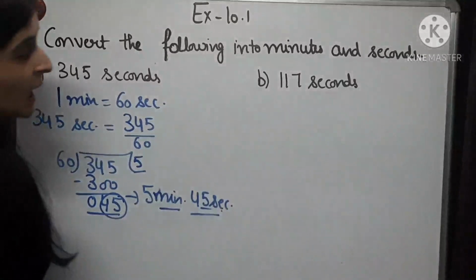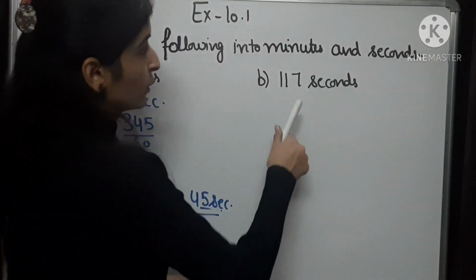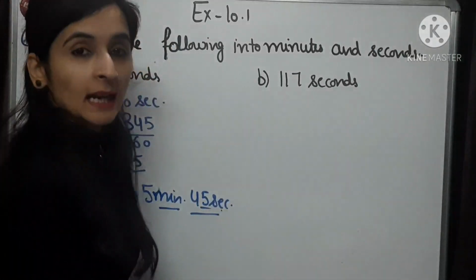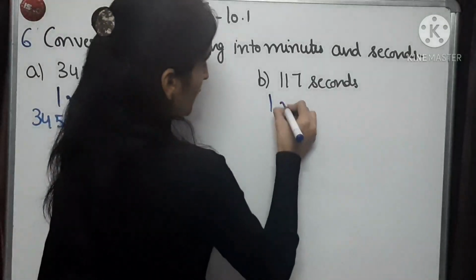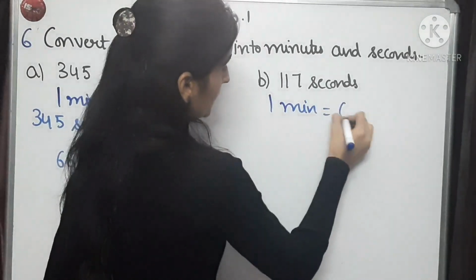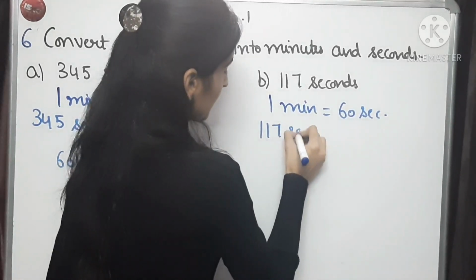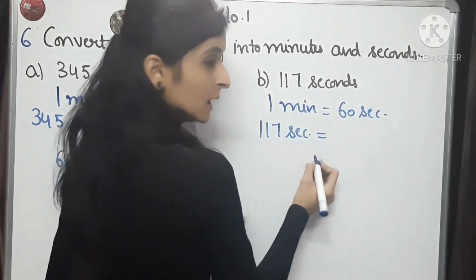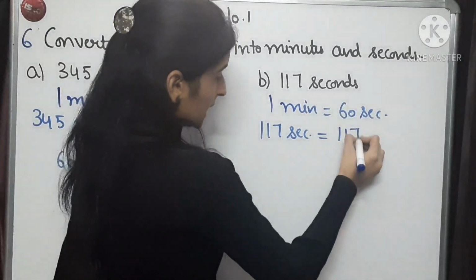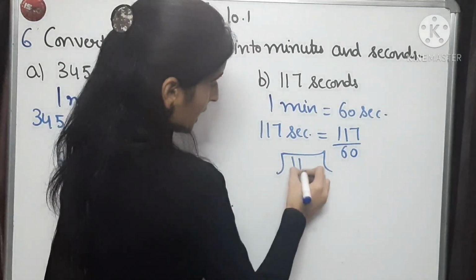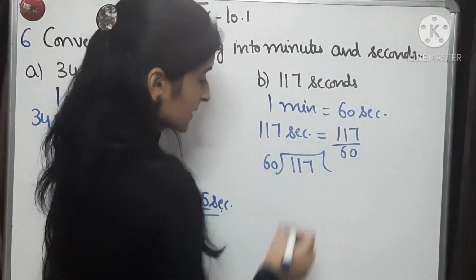Okay. Then we have B part. In B part also we have given in seconds and we have to convert into minutes and seconds. So if 1 minute is equal to 60 seconds, then 117 seconds will be equal to, we will divide the number of seconds by 60. So let us divide 117 by 60.